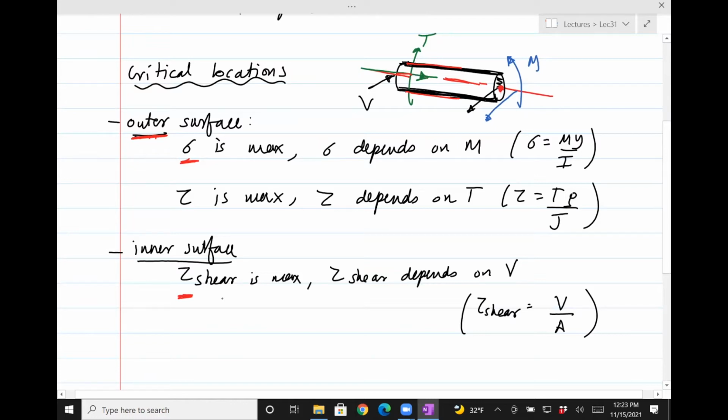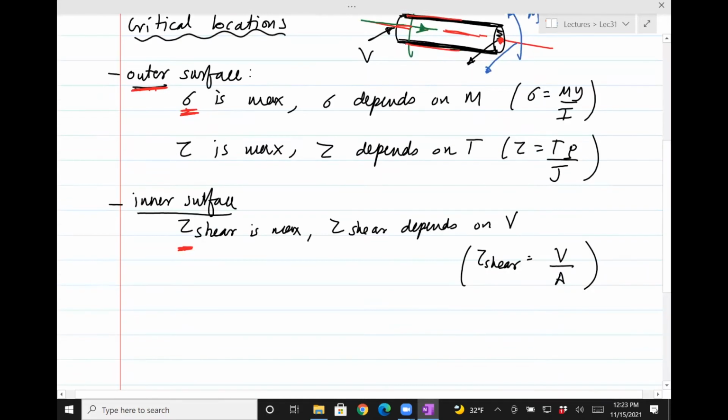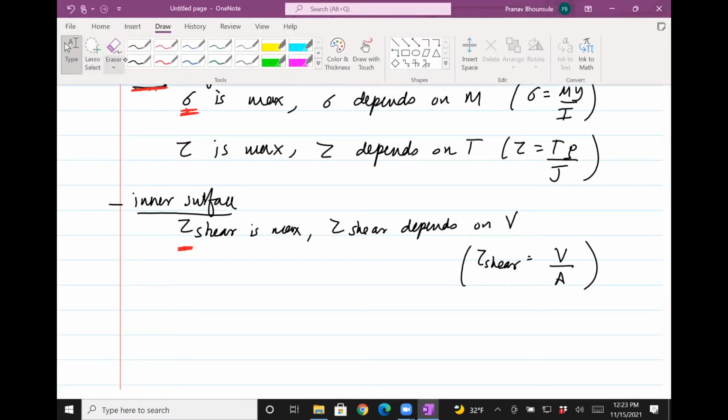In fact, the shear stress is 0 at the edges and maximum at the middle, and the stress due to M is maximum at the outer surfaces and 0 at the inner surface. So it's just not meaningful to add them. Be mindful about that when you are solving problems. So here's that distinction. Then there are other things like axial loads.